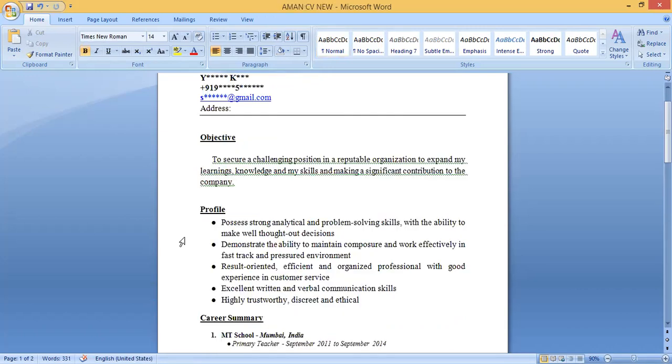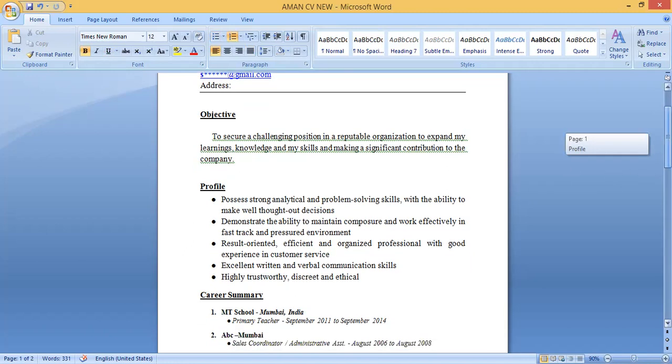Okay, now we are going through one resume, and so the address has to be completely filled, the objective is mentioned, and the profile: possess strong analytical and problem solving skills with the ability to make well thought out decisions, demonstrate the ability to maintain composure and work effectively in a fast track. So a lot of good points are mentioned as per the profile.